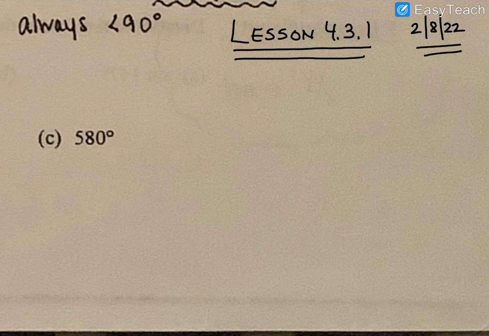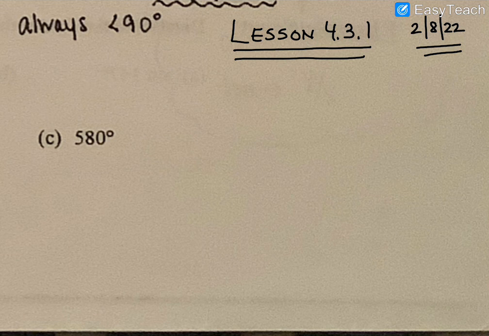If you look back at your definitions, a reference angle is the angle that tells us how far an angle is from the x-axis. It's always positive, and it's always between 0 and 90. So if we start thinking about 580 degrees, one key thing to notice is that 580 degrees is going to go around the circle more than once.